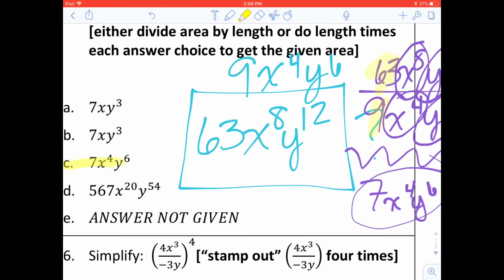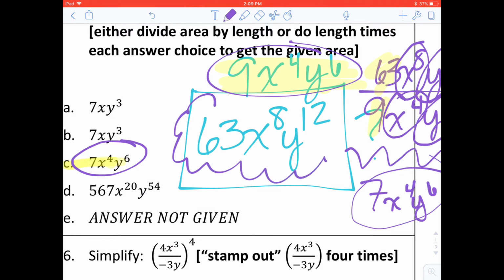Now the other option would be to take the length right here and multiply it times each answer choice, and it would give me the area. So a couple ways that you can do that problem there.